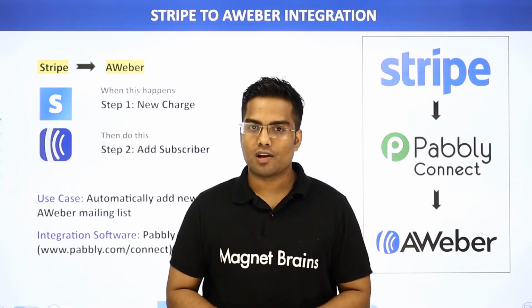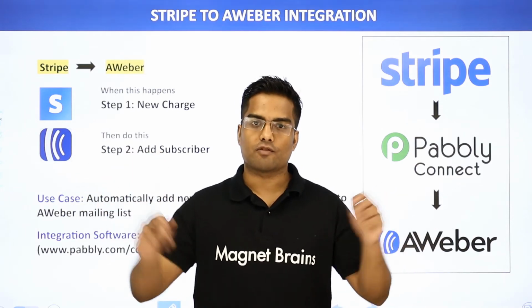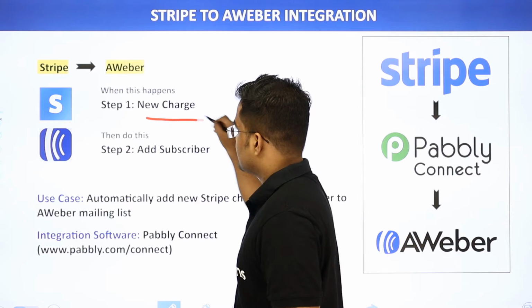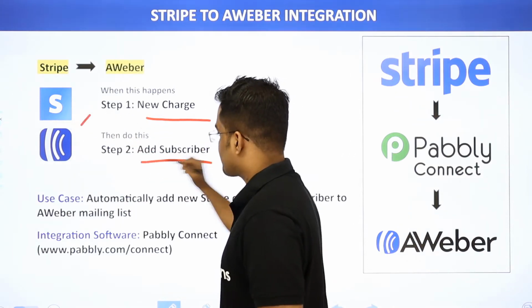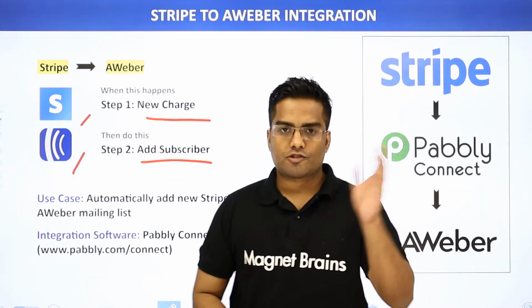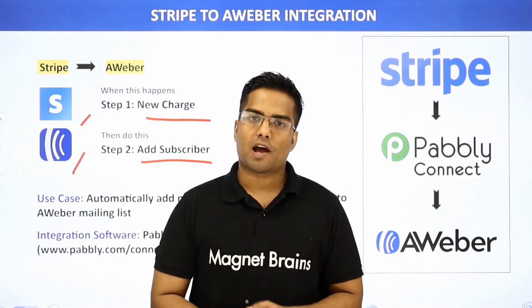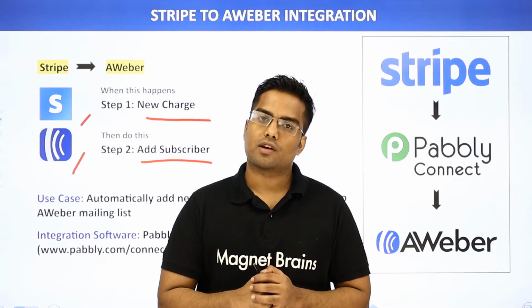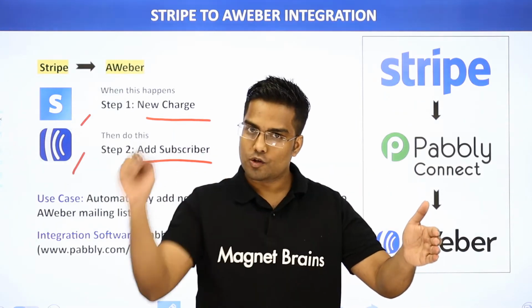So in this video, we will learn how to integrate Stripe and AWeber. Our use case is pretty simple. When a new charge is made in Stripe, it will add a subscriber in AWeber. Now Stripe is an online payment processing platform and AWeber is an email marketing tool. So what we are going to do is send the data from Stripe to AWeber.